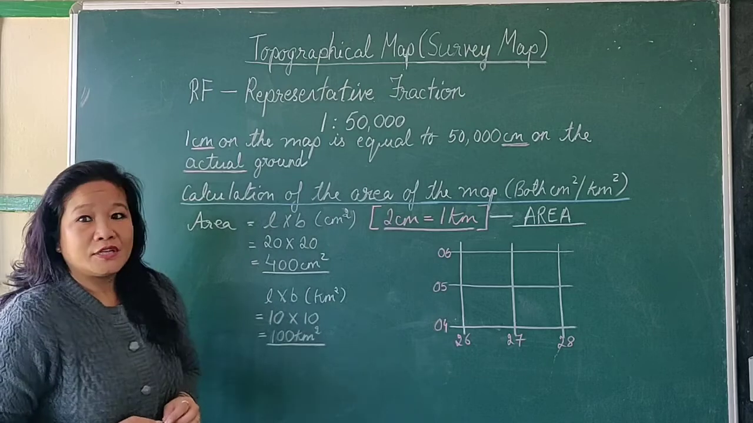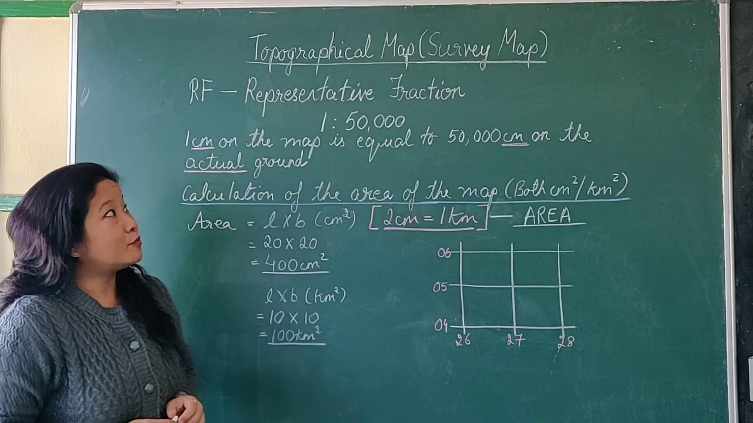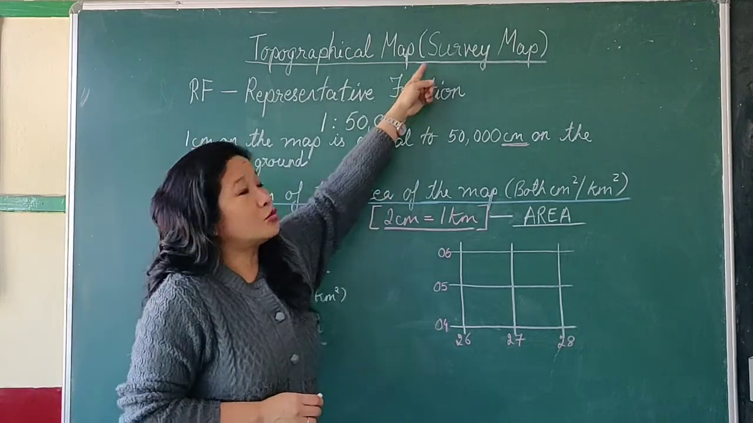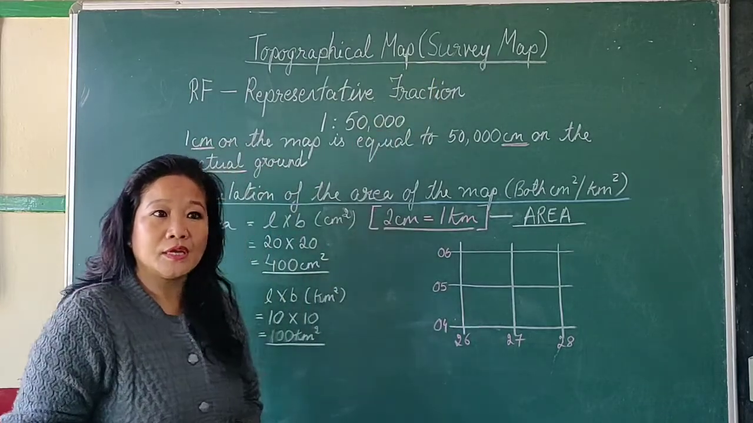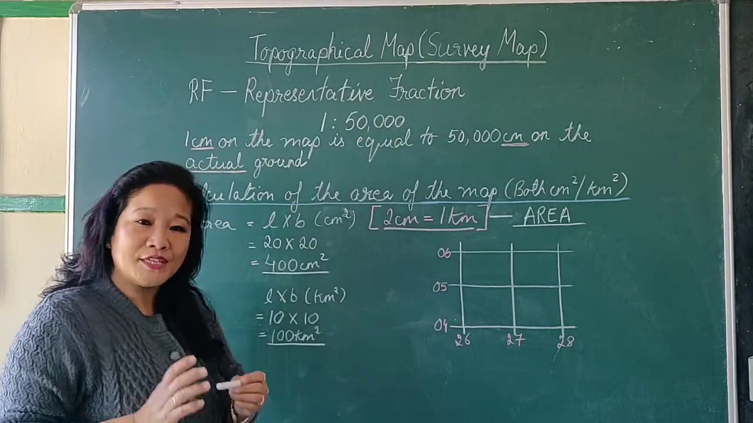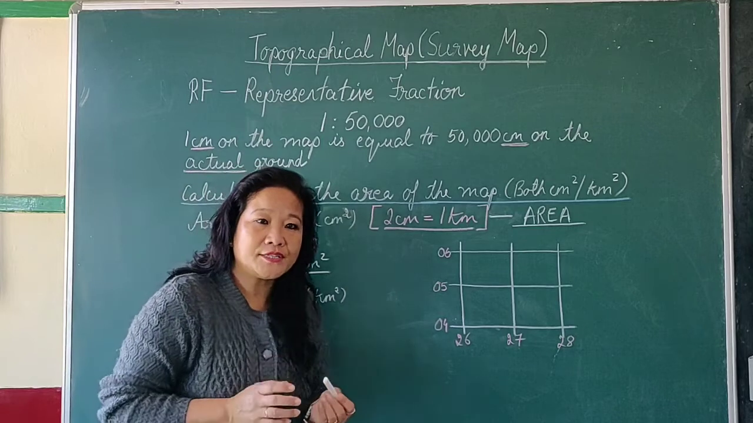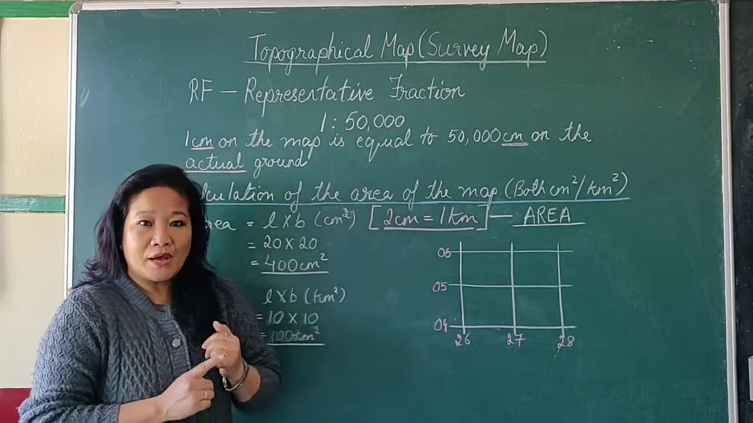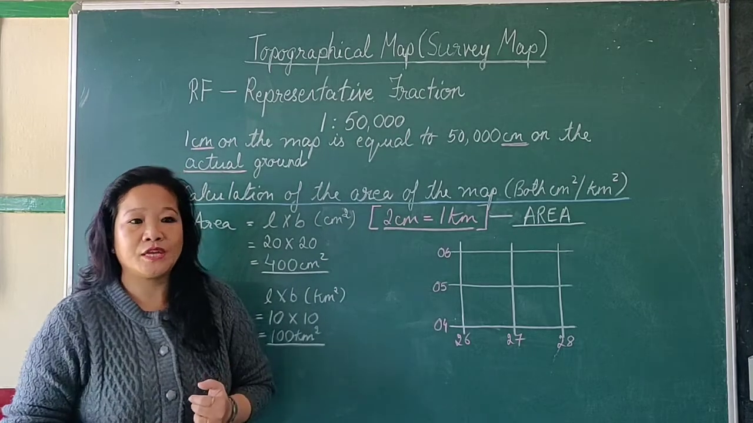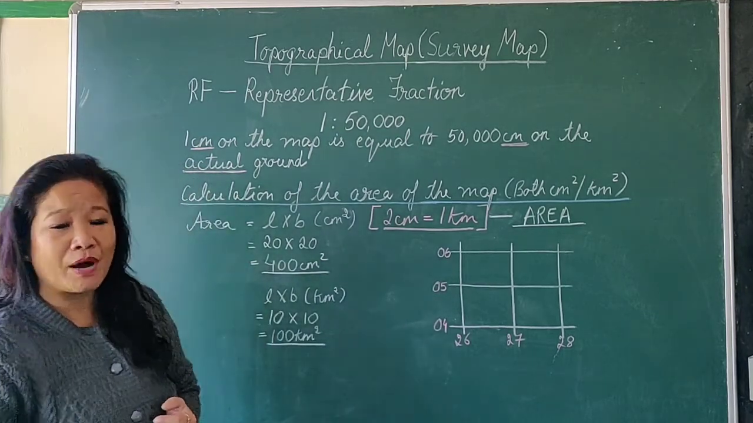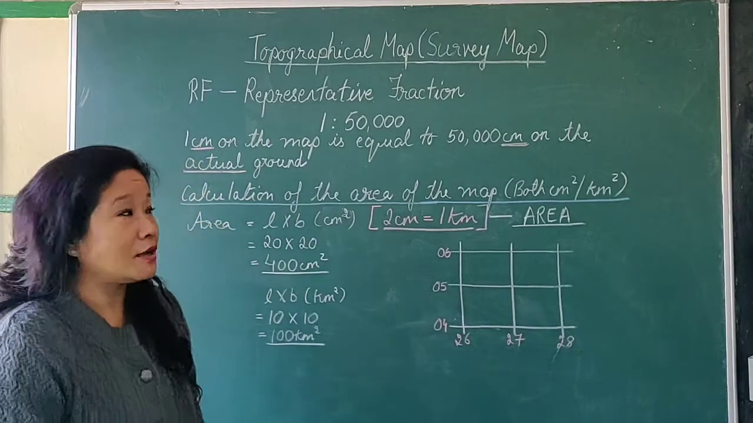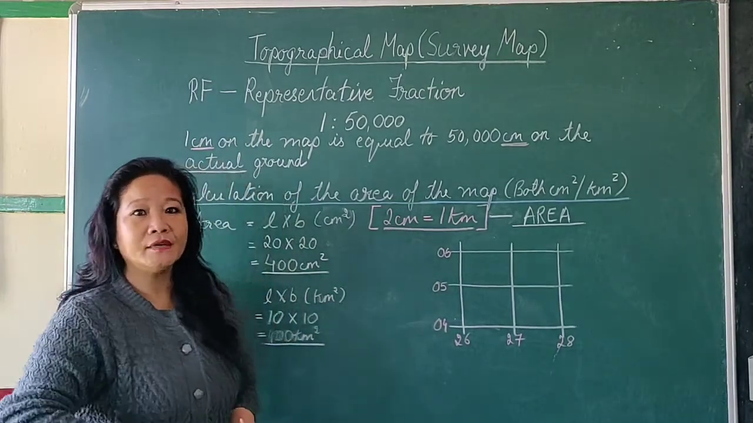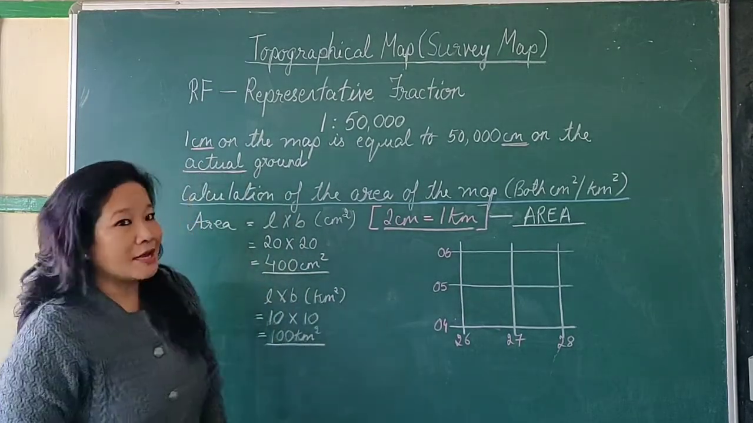The topic over here that you see is topographical map, which is also known as survey maps. This comprises 20 marks for your ICSE board examination. So 20 marks will be your survey map. Apart from that, 10 marks is the map of India. Then the remaining questions follow.